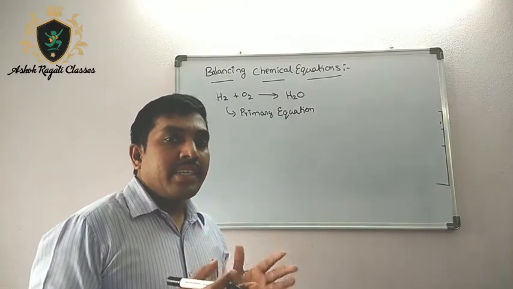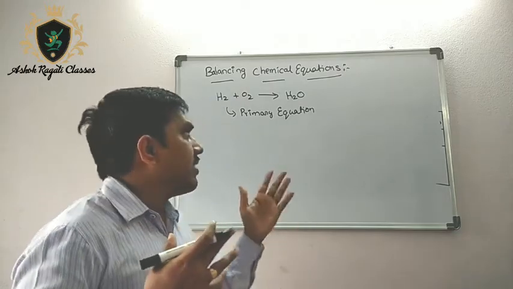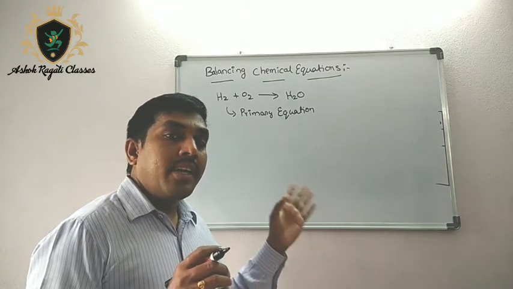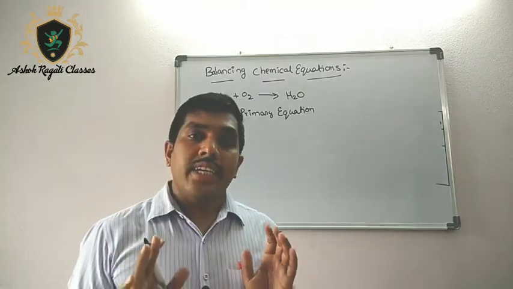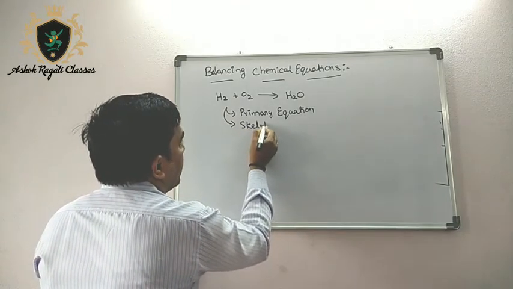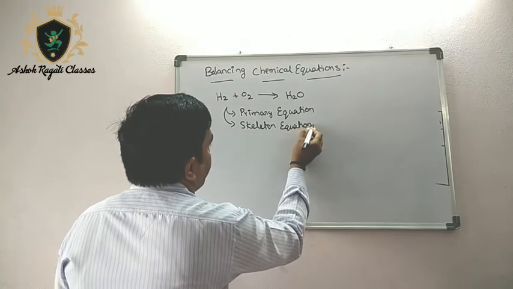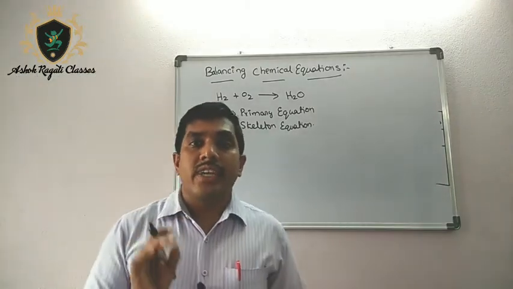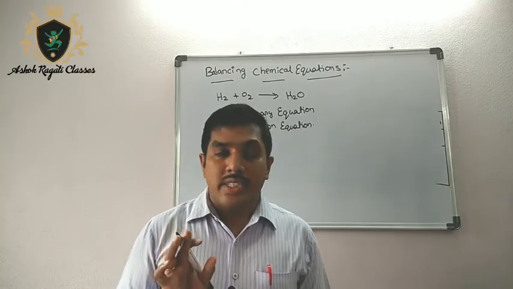Skeleton means just like a base. Yes or no? For our body, the skeleton is the base that gives a structure. In the same way, a skeleton equation tells about the basic reactants and products, and they are unbalanced. An unbalanced chemical equation is called a skeleton equation. In exams you will get a question, what is a skeleton equation? A skeleton equation is an unbalanced chemical equation.